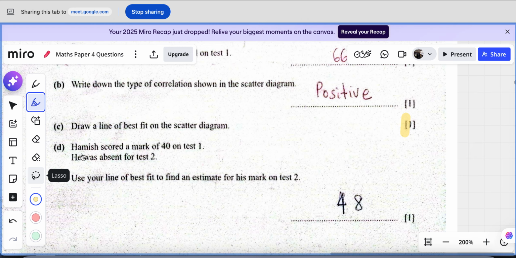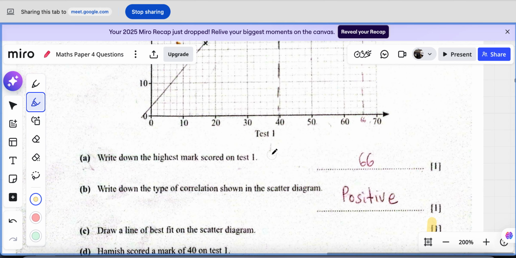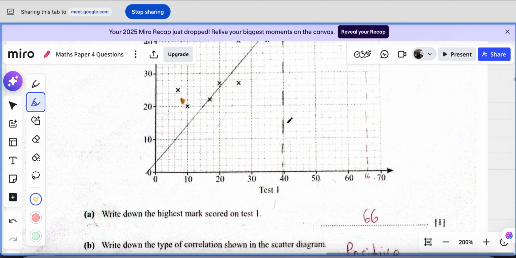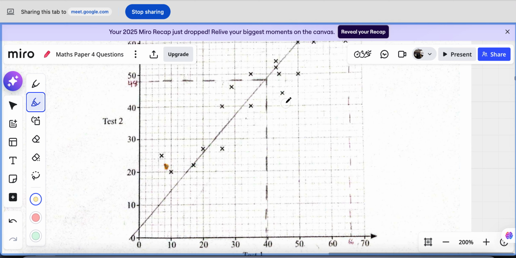Okay, now the next question says, Hamish scored a mark of 40 on test 1. He was upset for test 2. Use your line of best fit to find an estimate for his marks on test 2. You go to trace what he got, the 40 he got on test 1, to your line of best fit. Let's estimate what he would have gotten for test 2. It's just an estimate.